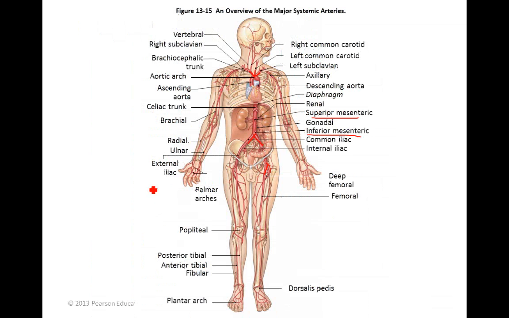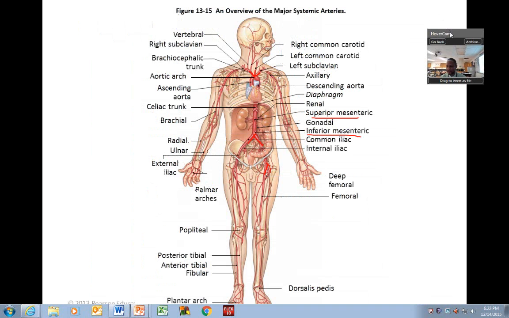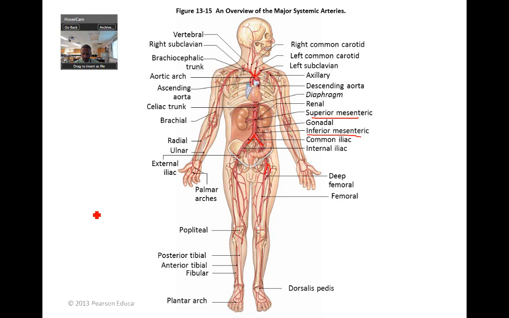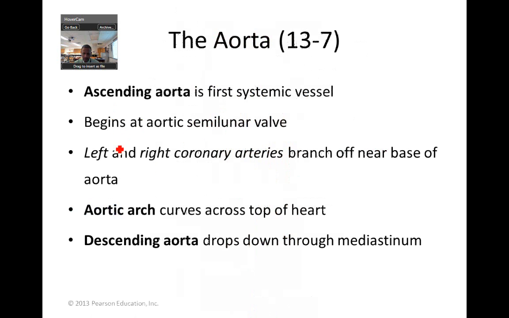So let's continue. I'm back. I'm going to move myself over here. Now let's get into the first branches. The big three coming off the heart are going to be, first you got your aorta. Let's not forget about that. So you got the ascending aorta. We're talking about systemic vessels.